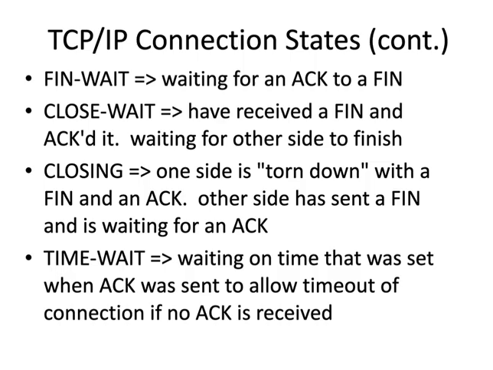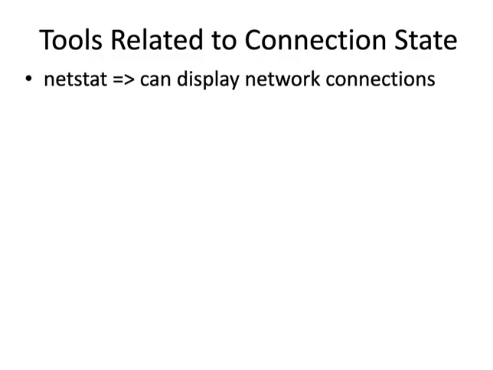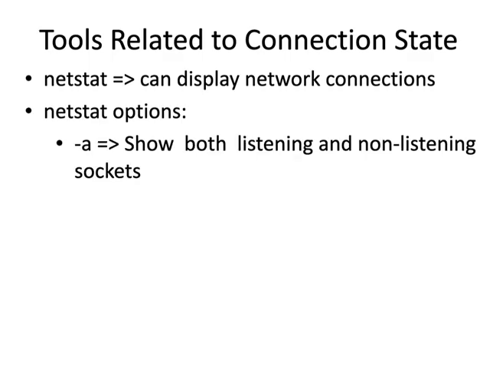Now, there are tools for examining the connection states on host machines. Born out of the Unix world, but available on Unix and Windows these days, is netstat, which gives you a network status which can display or include network connections. There are a couple of common options. -a means show all sockets regardless of whether they're listening or non-listening sockets.